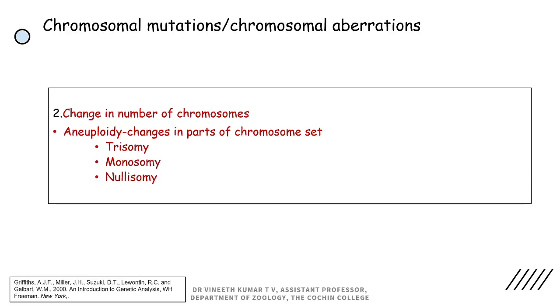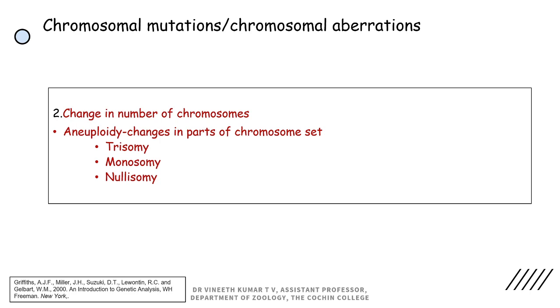Hello everyone, welcome back to our discussion on chromosomal mutations. We were discussing the change in chromosome number, and we discussed what happens if the entire chromosome set changes. What happens when it is beyond or in addition to the normal one, like polyploidy, and what happens when it is less than the normal one, which is haploidy and monoploidy.